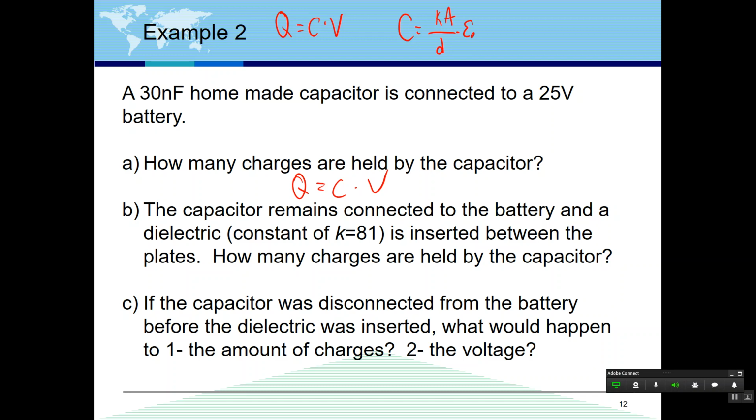Exactly. Yeah. So this would mean that the capacitor can hold 81 times more charges. Yep.